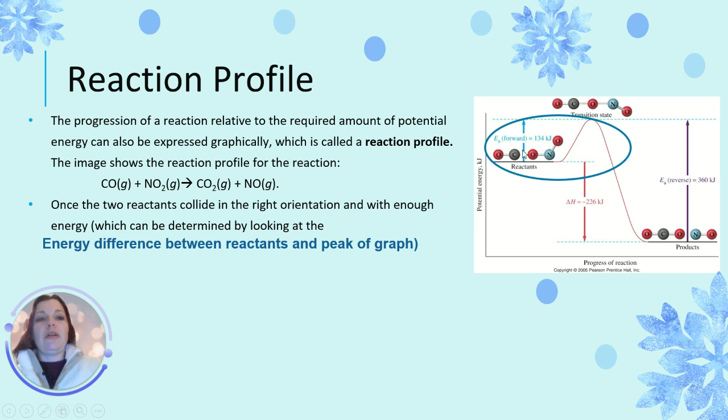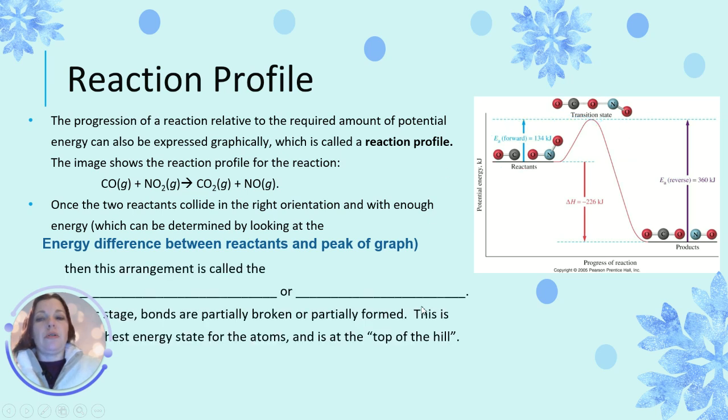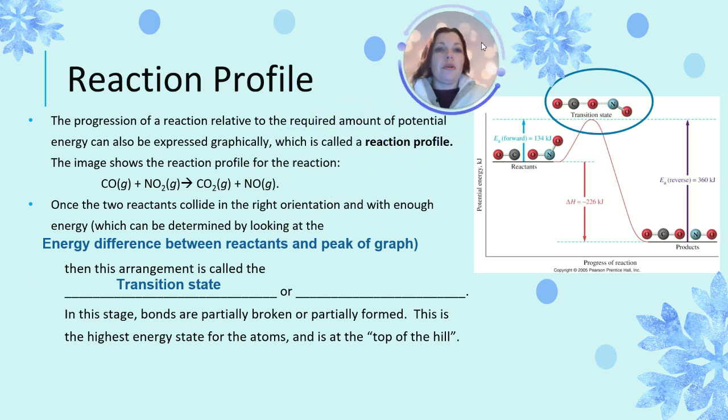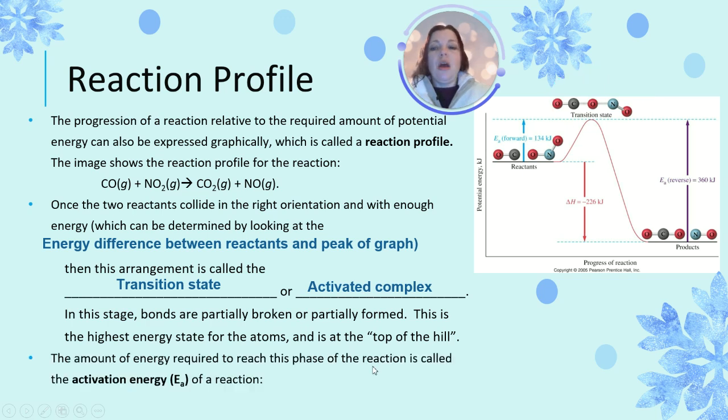So the reactants must collide in the correct orientation, so that C has to hit that O. And then they have to have 134 kilojoules of energy available in order for that reaction to occur. Then it reaches this point where the bonds are partially broken and partially formed. This is called the transition state, or you will also hear it called the activated complex. This is the highest energy state for the atoms. You can think of it as being at the top of the hill in the graph, right?